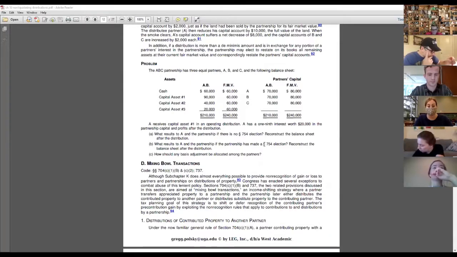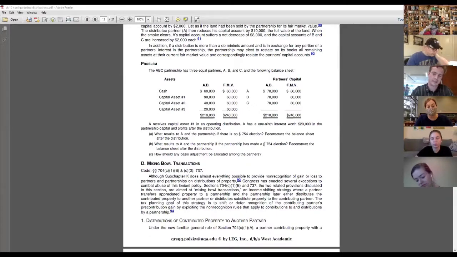Then if we have no 754 election in effect, then we don't increase the inside basis. We just stop. And we may have an inside basis, outside basis disparity. Again, that would be a situation where your books balance, of course they have to, but your tax books don't balance. If, on the other hand, there is a 754 election, then if the distributee partner recognizes gain because he or she received cash in excess of outside basis, or if the property's basis is reduced when it moves from the partnership's hands to the partner's hands by virtue of 732(a)(2), then we're going to increase the inside basis of the partnership property.